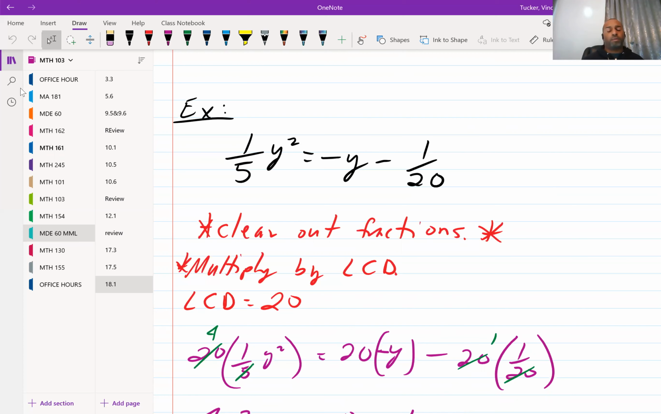We talked about this process before, so it shouldn't be brand new to you, but if you haven't used it in a while, you find the LCD of each denominator, 5 and 20. The smallest number that both 5 and 20 can divide into evenly would be 20, because 20 can divide into itself. And you multiply each numerator by the LCD. So notice we multiply each by 20.